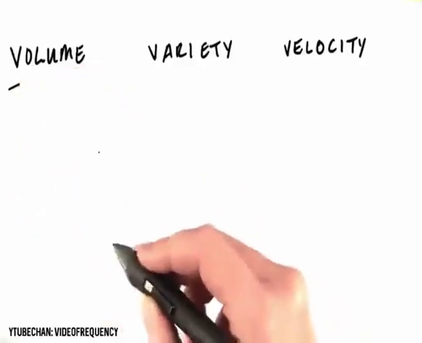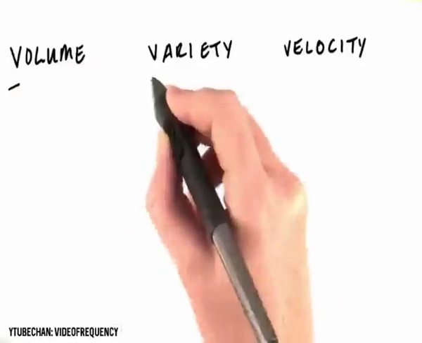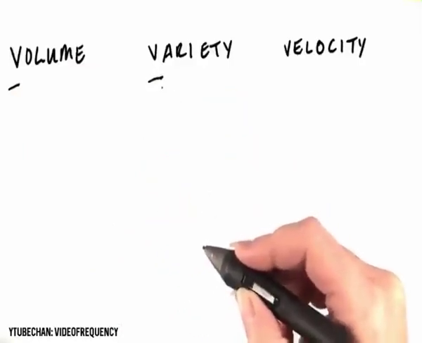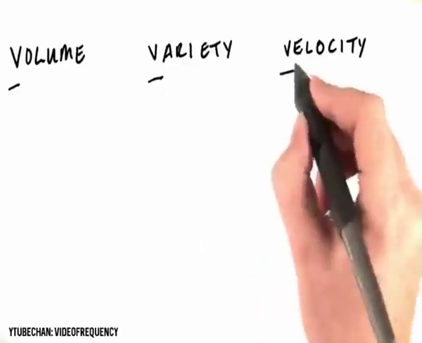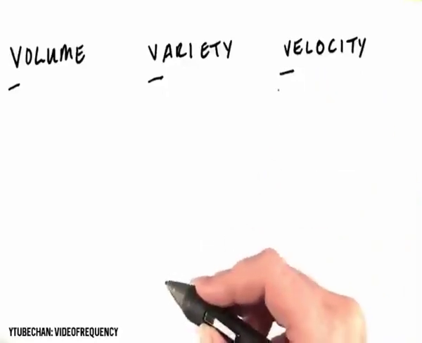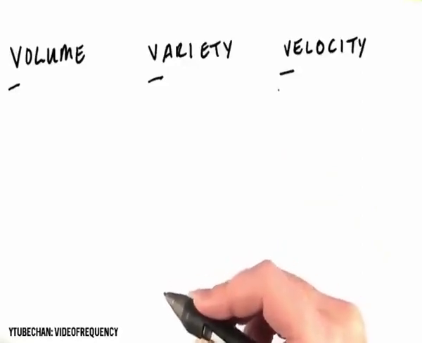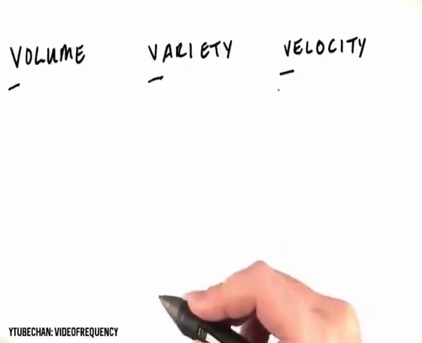Volume refers to the size of the data you're dealing with. Variety refers to the fact that the data is often coming from a lot of different sources in different formats. And velocity refers to the speed at which it's being generated and the speed at which it needs to be made available for processing. So let's look in more detail at each of these.